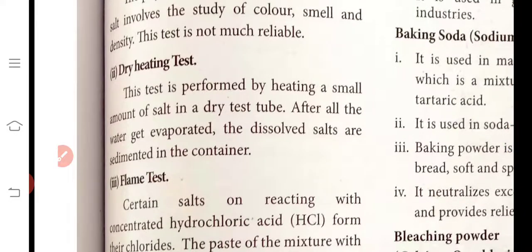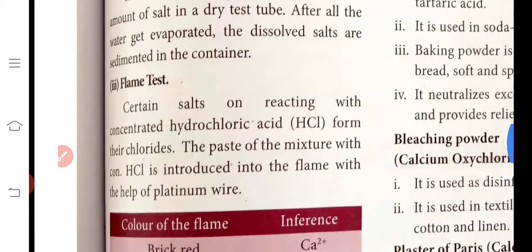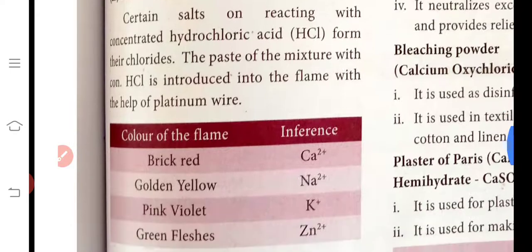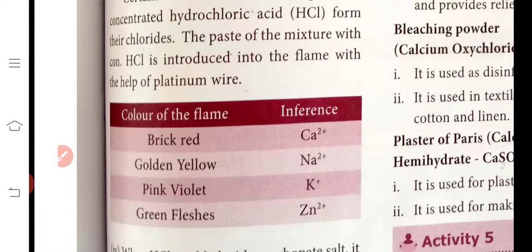First one, this test is performed by heating a small amount of salt in a dry test tube. After all the water gets evaporated, the dissolved salts are sedimented at the container. See what type of salt. Then flame test. Certain salts on reacting with concentrated hydrochloric acid form the chlorides. The paste of the mixture with the HCl is introduced into the flame with the help of platinum wire. Which flame comes means which salt is present. You try to test that salt.